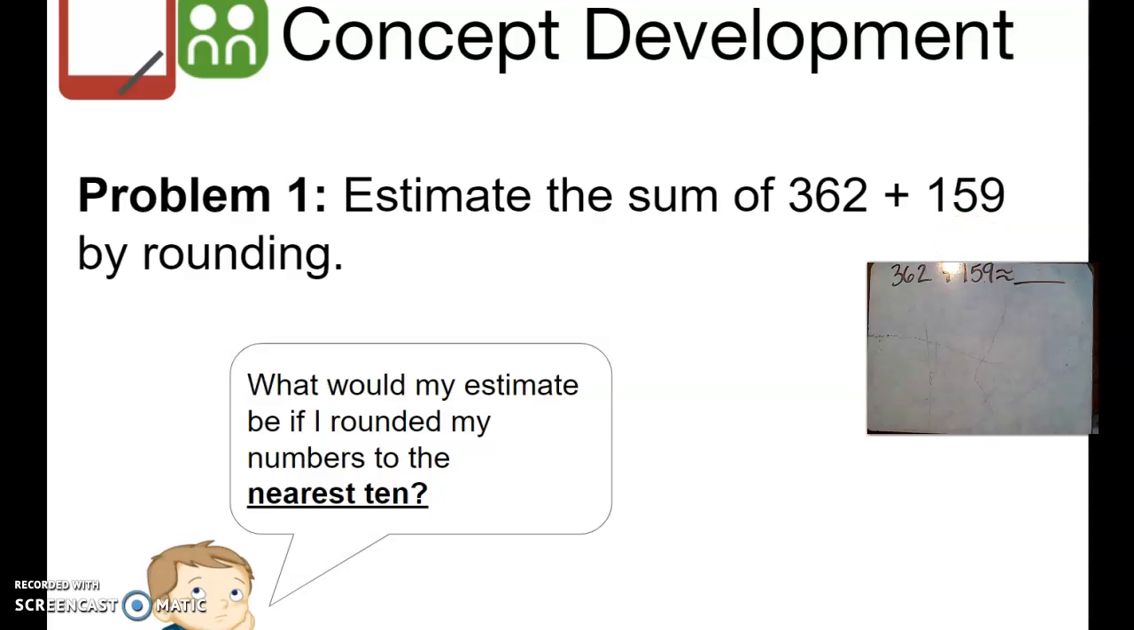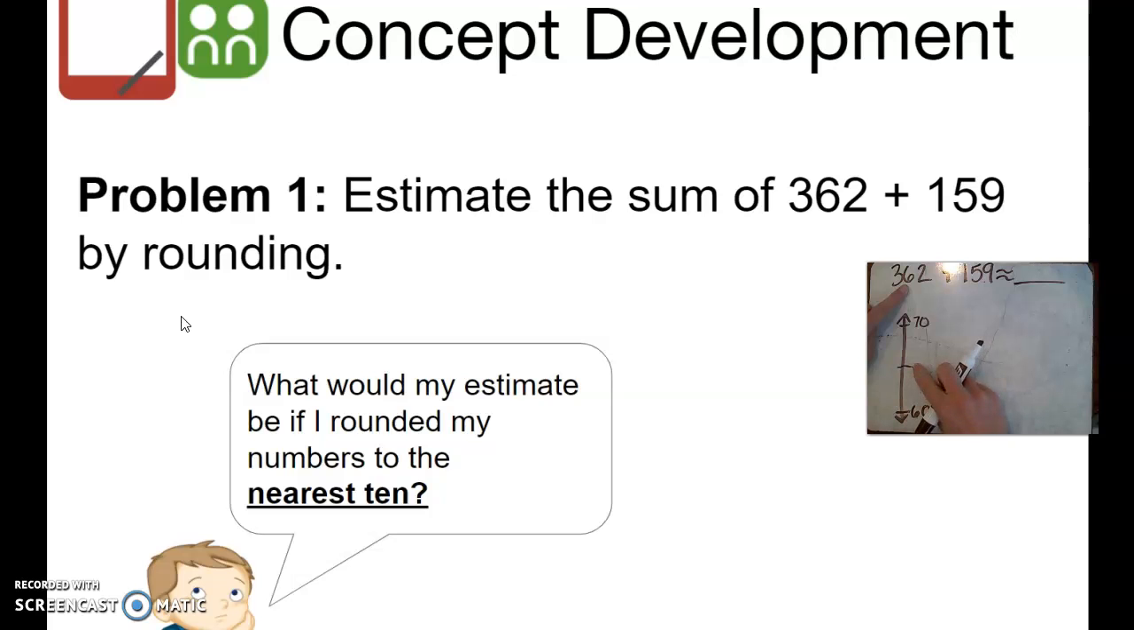Okay, the second part of my problem is asking me to do the same problem, but rounding to my nearest 10. So for 362, I'm going to do my number line again, but this time I'm not going to say which hundreds it's closest to. I'm going to say which tens it's closest to. So I'm going to look right here in my tens place. I know my closest 10 at the bottom is 60. My closest 10 at the top is 70.